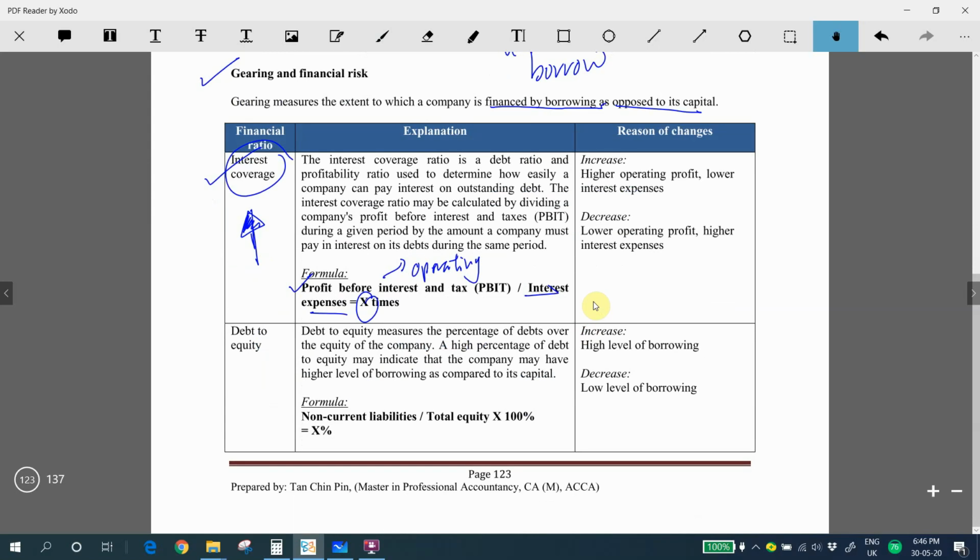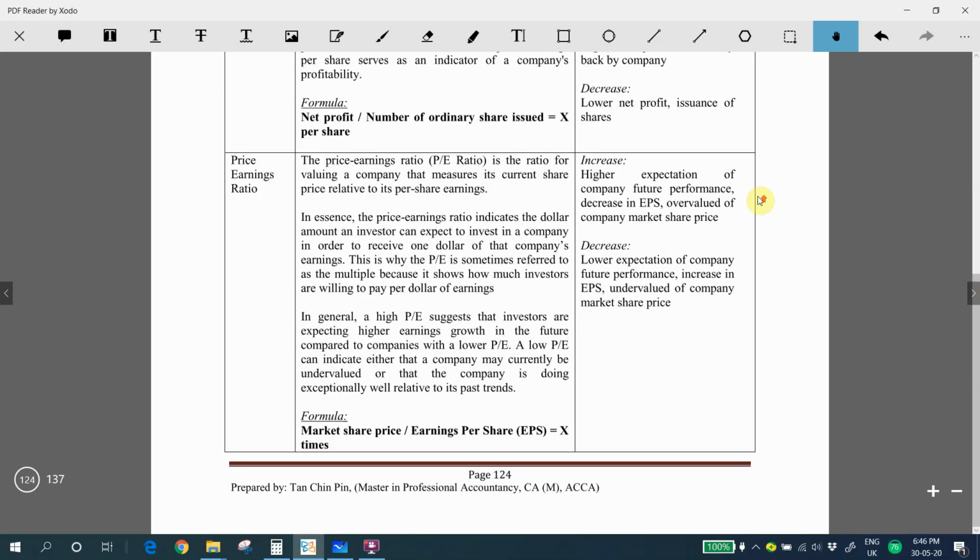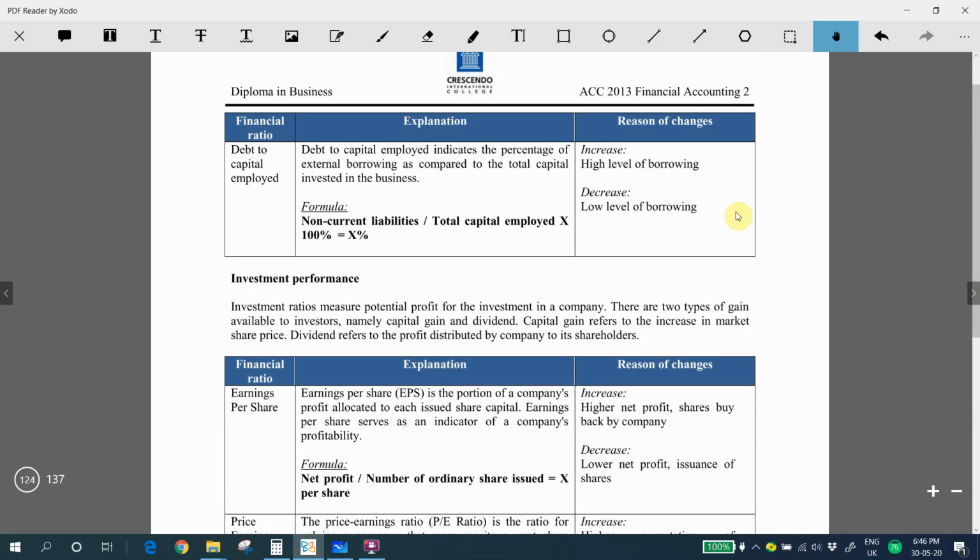Next, the next ratio is debt to equity. Here we compare the percentage of debts over the company equity. The formula: we use the non-current liability divided by the total equity and multiply by 100%. Our answer is a percentage. Next, the next ratio is very similar to debt to equity, but we extend the base up to capital employed, the debt to capital employed ratio. So we use the non-current liability divided by the capital employed and multiply by 100%, and we get our answer as a percentage.